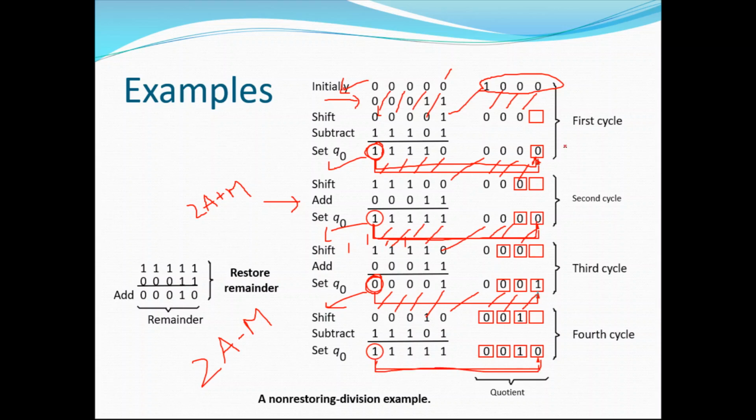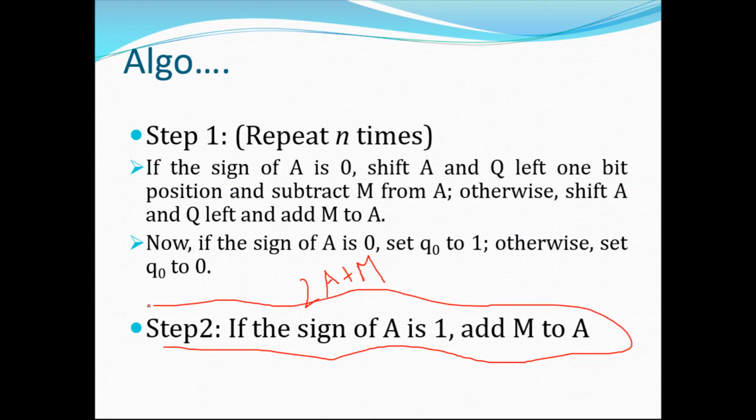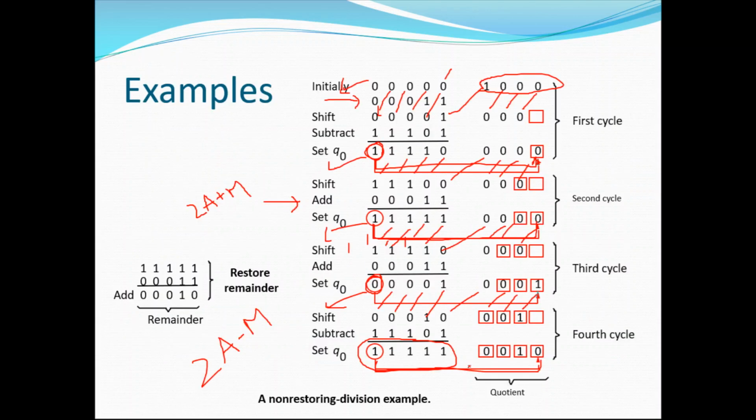But already we have done 4 cycles, so stop, it's enough, because you have to do it depending on the number of bits. Finally you see what is in a, is it a positive number or a negative number? At last you have to check this. If it is a positive number, you can leave it as it is. If it's a negative number, then finally you have to add m to a, okay.